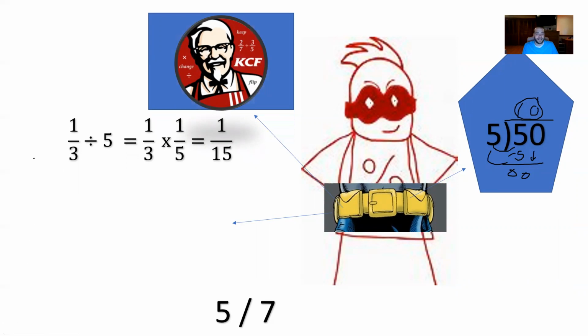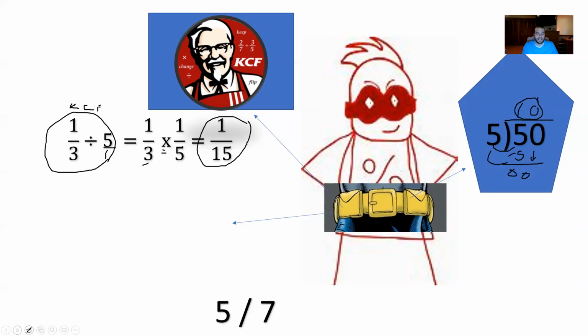It's a great method. So the example they're giving us for keep, change, flip is if I have a third and I'm dividing it by 5, and we're like, oh, no, you didn't. We're not dividing by 5. We're going to keep, change, flip. And we're going to keep a third. We're going to change the sign from division to multiplication, and then we're going to flip the 5. Now, if it is 5, that's 5 over 1, and we're going to flip it to 1/5. Now we multiply across, and our answer is 1/15.